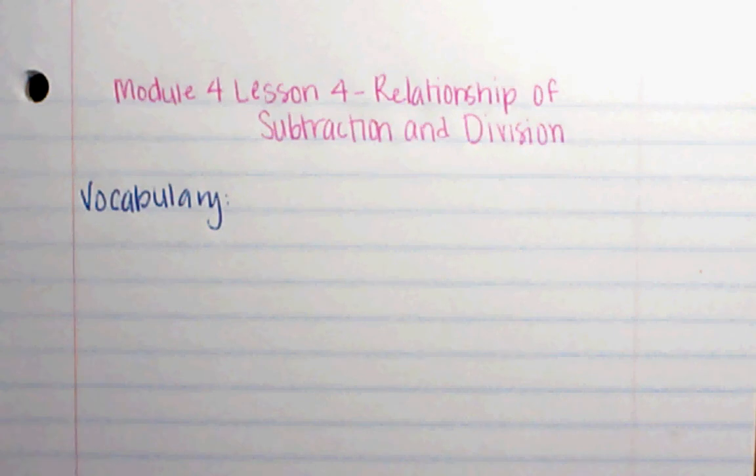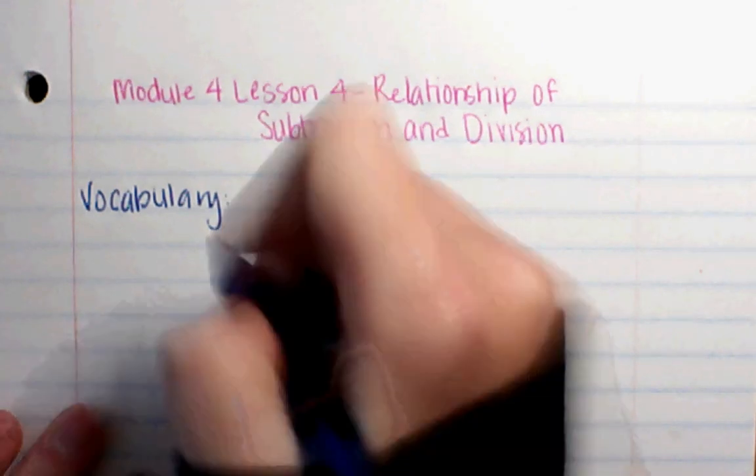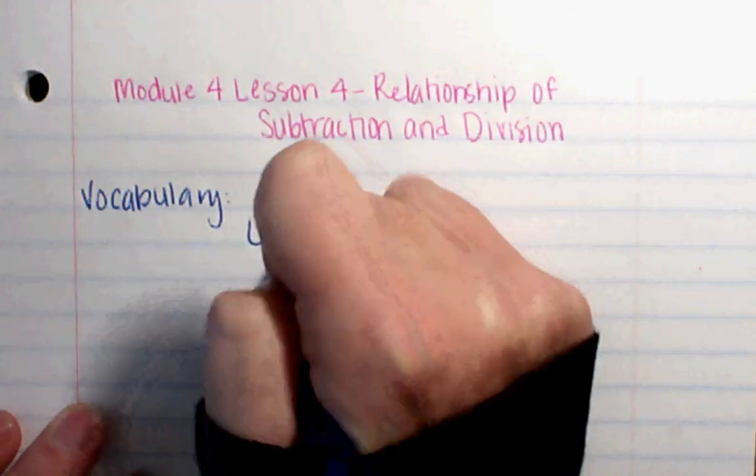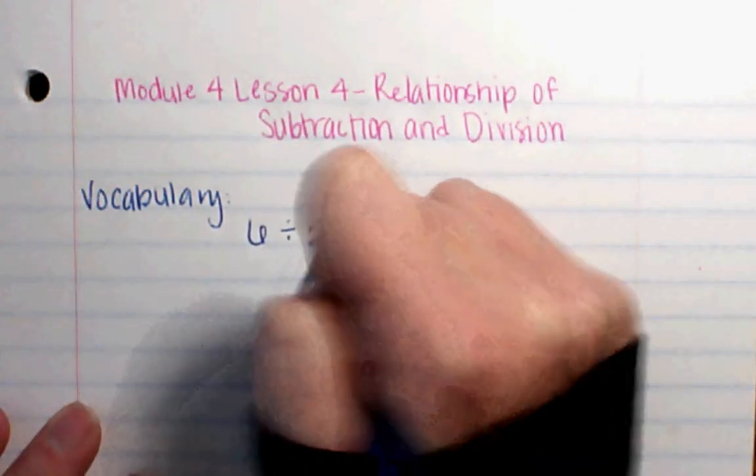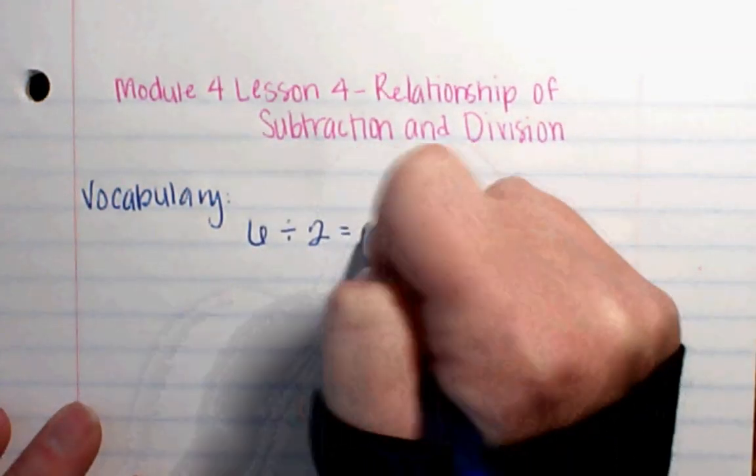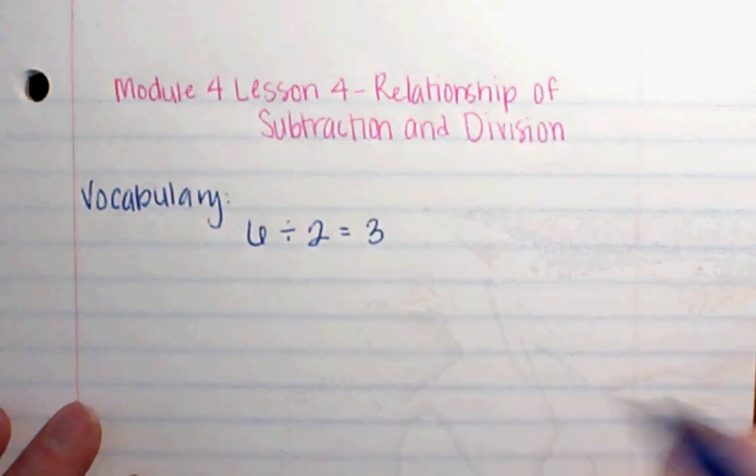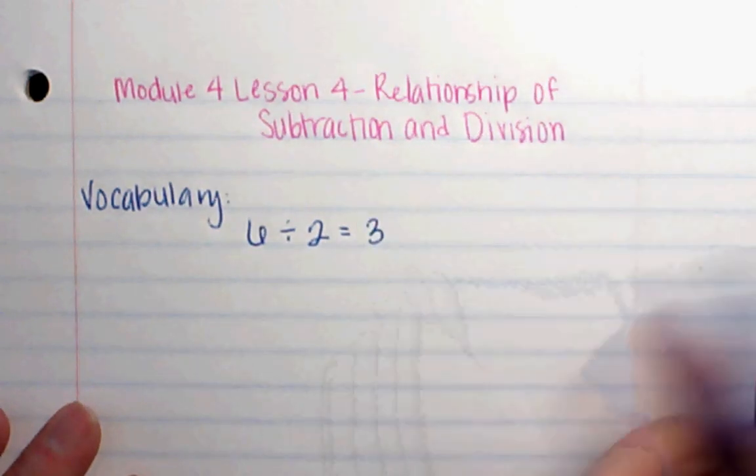Today's lesson is Module 4, Lesson 4, Relationship of Subtraction and Division. We do have a set of vocabulary words. It's very simple. It's what we reviewed since 3rd grade. So we're just going to do it really quickly. You have 6 divided by 2 equals 3.